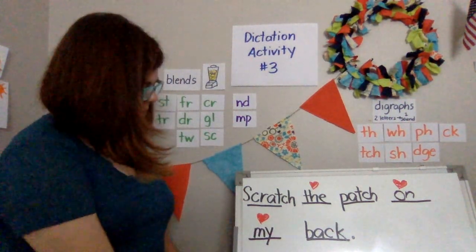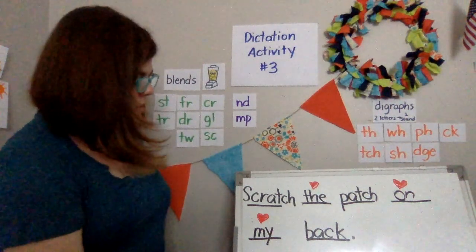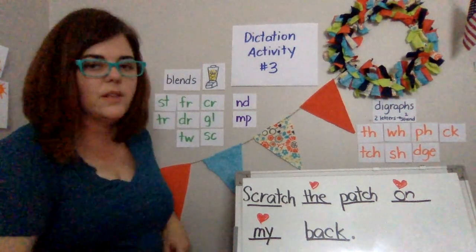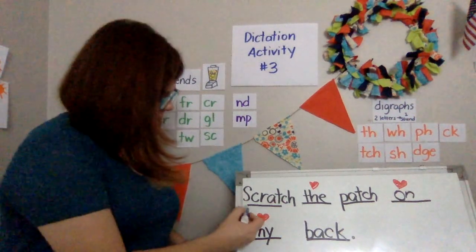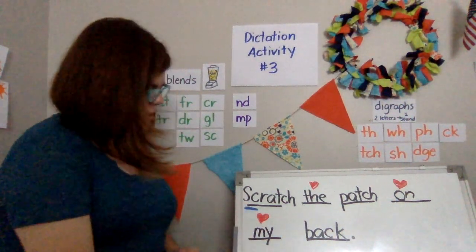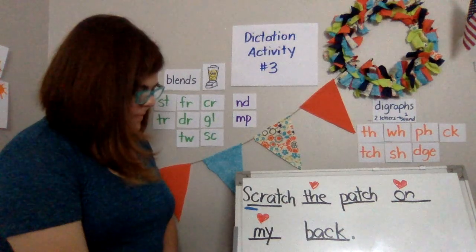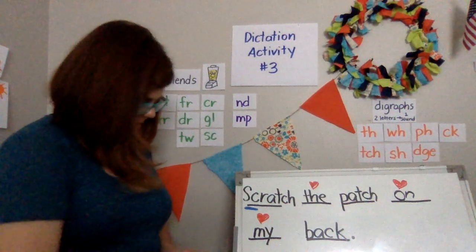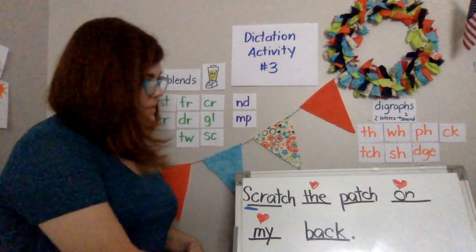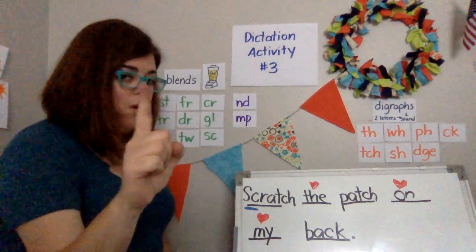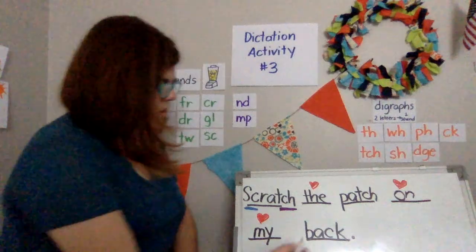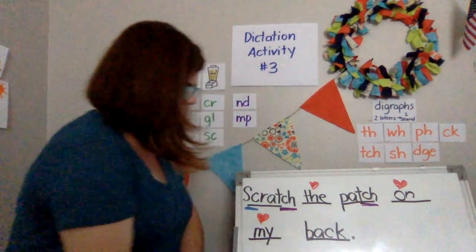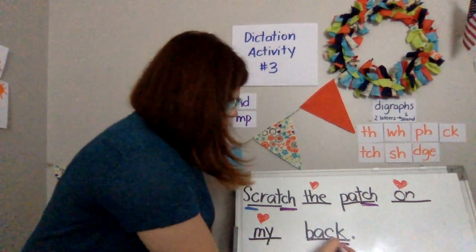All right, let's look at the blends, those parts of the word that have multiple letters that we hear just a little bit of. For example, sk in scratch, and that's it. For our digraphs, two or more letters that make one sound, we have the TCH, ch, TCH, and the k sound.